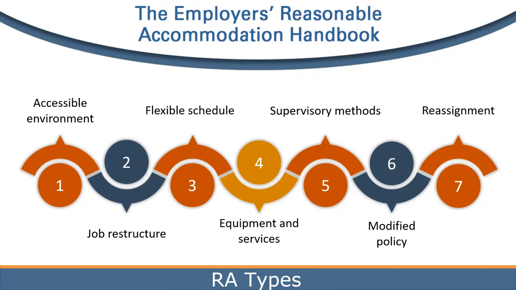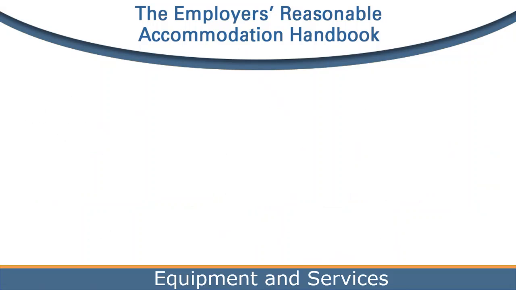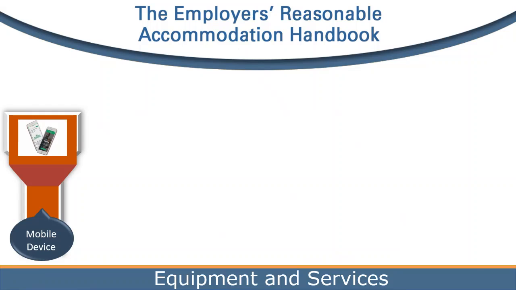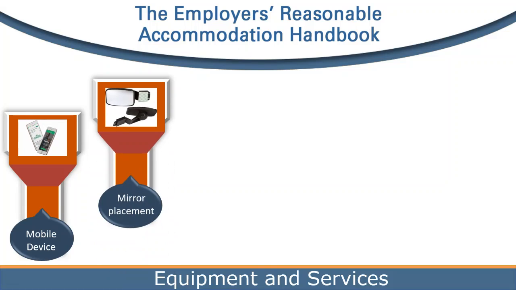Sure, Dustin. Let's start with equipment and services. Marianne uses a mobile device that she can connect to her hearing aids to effectively communicate over the phone. Some other examples include assistive listening devices that amplify sounds, or an amplified stethoscope for a medical professional. For the workstation, the placement of a mirror can serve to alert a person with a hearing disability that someone is approaching.